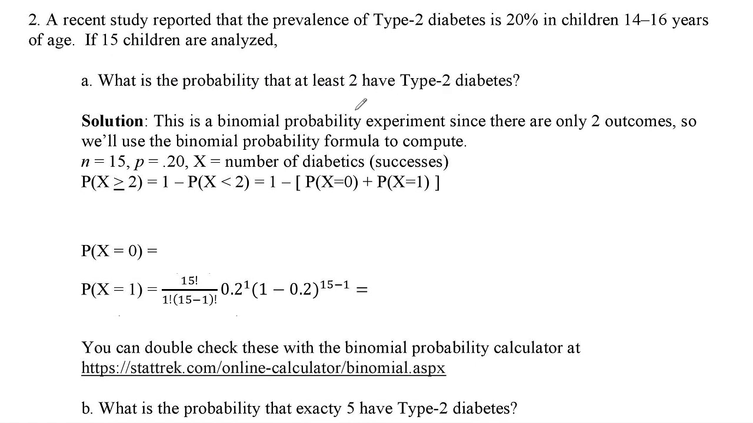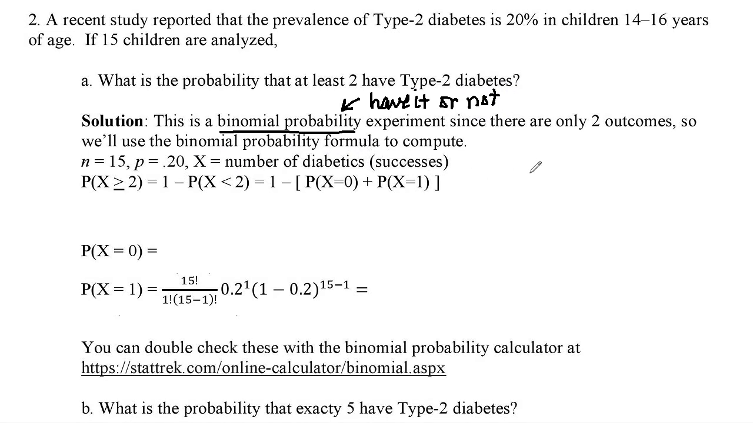Well, we have to recognize, first of all, that this is a binomial probability because either they have type 2 diabetes or they don't. So they either have it or don't. There's only 2 outcomes. So that's telling us it's a binomial experiment. So that means that we're going to use this binomial probability formula to compute.